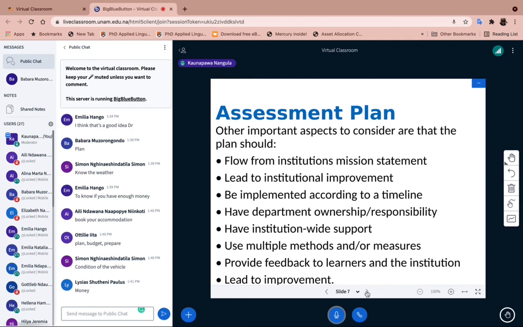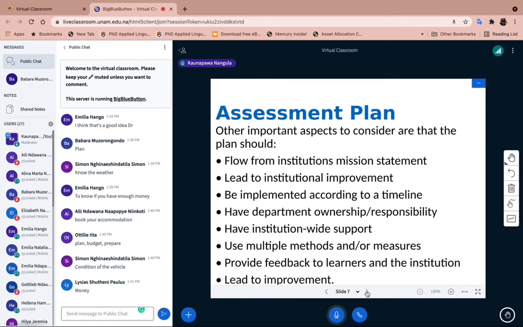One, it should flow from institution, mission, and statement. Your assessment plan should be connected to the mission and vision statement of the institute. That is what is provided by the Ministry of Education, and it should lead to institutional improvement, and also for the school. There should be some sort of improvement that you do after you have attained the results from the assessment that you've given.